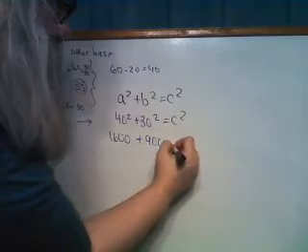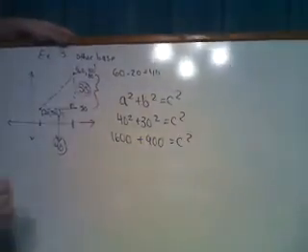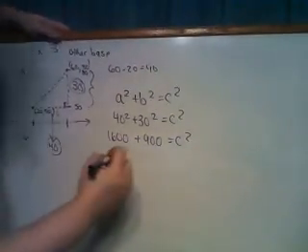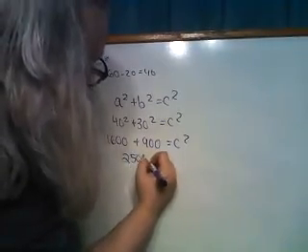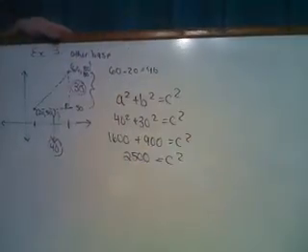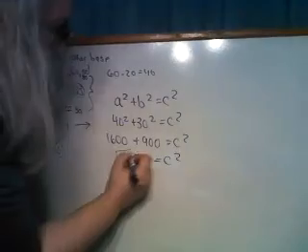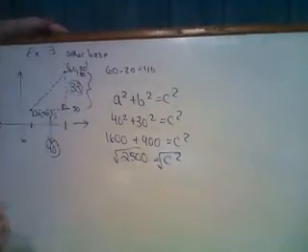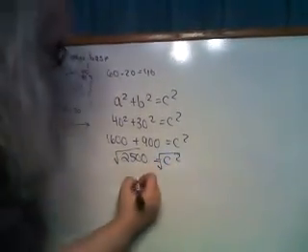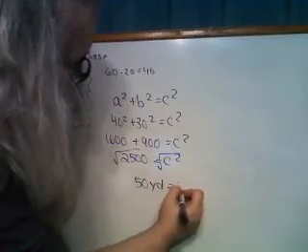1600 plus 900 equals C squared. So I'm going to combine the two and get 2500 equals C squared. In order to get C by itself, you have to square root both sides. So the square root of 2500 is 50 yards on that one.